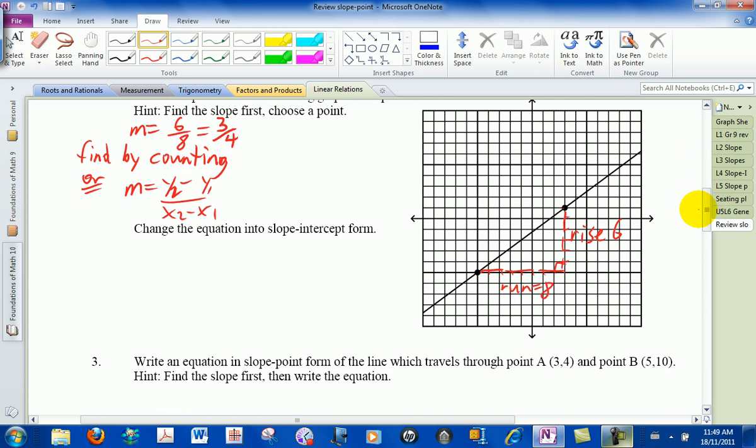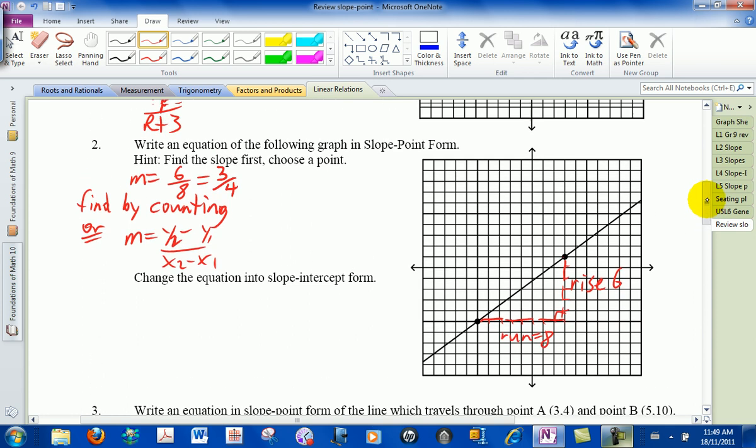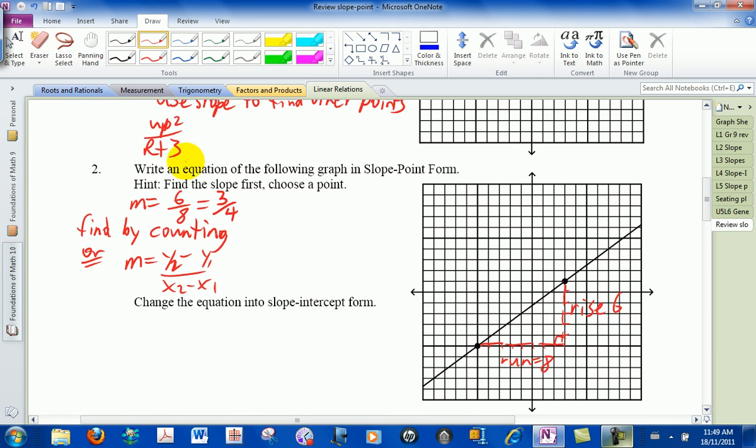Next, change the equation into slope-intercept form. Oh, sorry, we're not done the first part. We haven't written the equation. So after we find the slope, what do we have to do next? Use the point, this or the point what? What are the values of those 2 points? Please find them. Both of them, please.